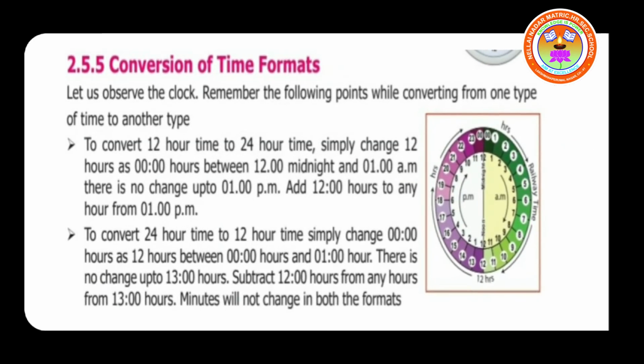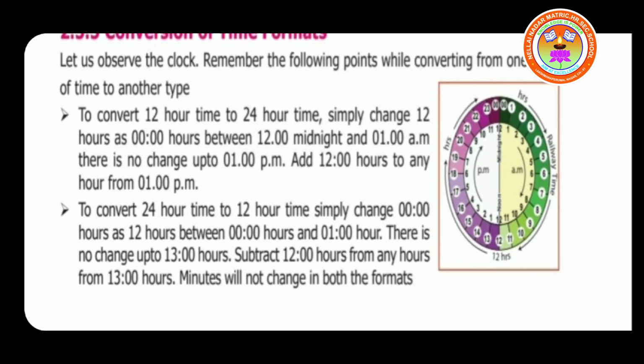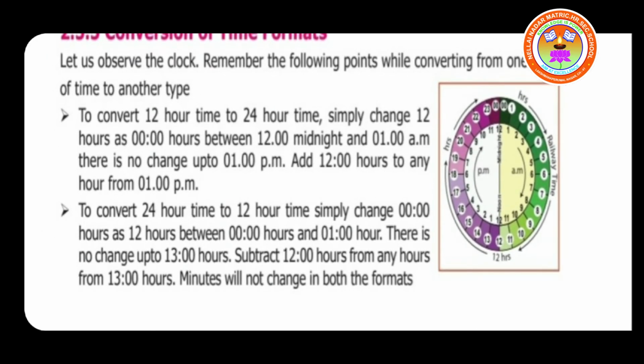Conversion of time format. Let us observe the clock. Remember the following points while converting from one type to another type. To convert 12-hour time to 24-hour time, simply change 12 to 0:00 for the hours between 12 midnight and 1 AM. There is no change up to 1 PM. Add 12 hours to any hour from 1 PM. I think you all understood, children. That is, from midnight 12 to 12 noon, we need not change anything. AM should not be changed.